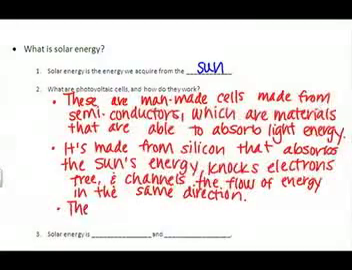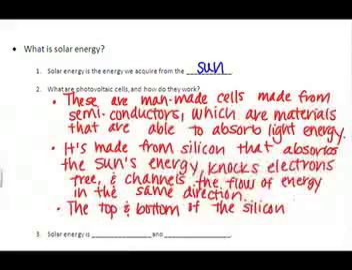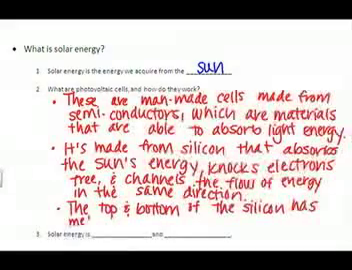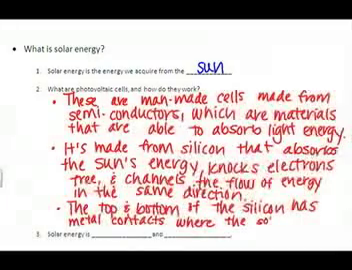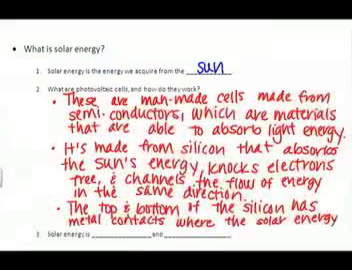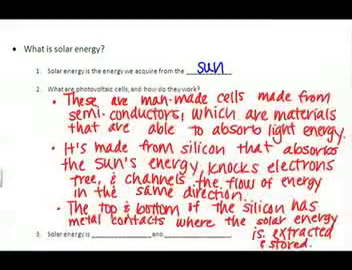Now the top and the bottom of the silicon has metal contacts. And this is where that solar energy is extracted and stored. So taken out of that cell and stored like electrical energy because they've had an energy transformation from solar energy to electrical energy. So I'll let you catch up on that.